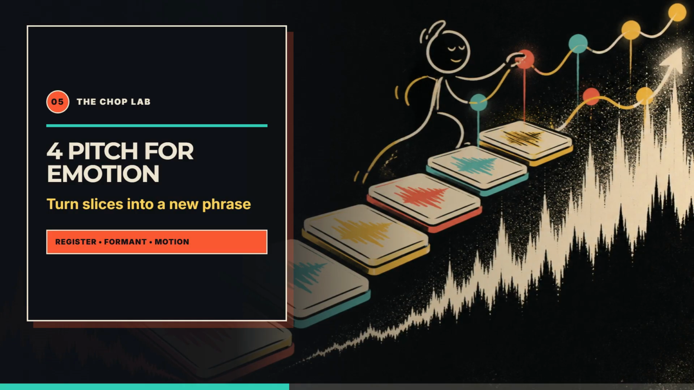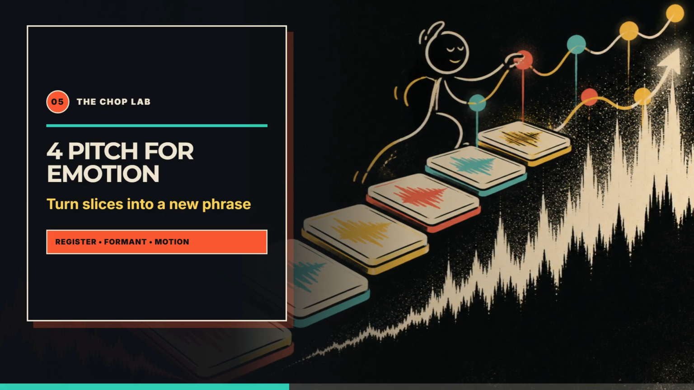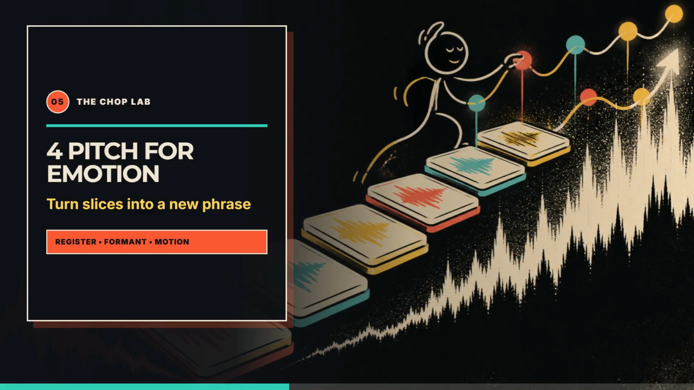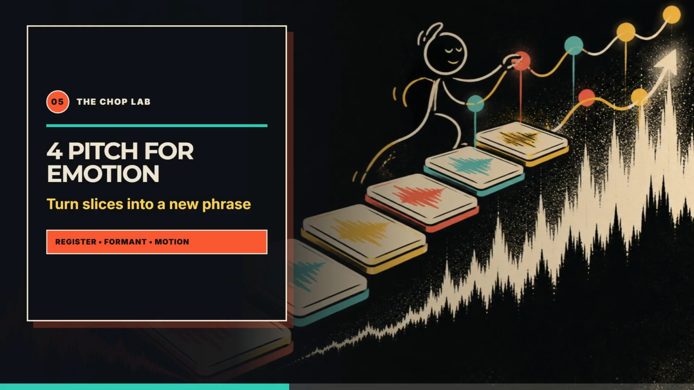Listen for side effects. Traditional pitch shifting may also change duration. Some algorithms preserve time but alter formants, which can make a voice sound smaller or larger than expected. Either result can be useful when it is intentional. Pitching before chopping is also valid. It may reveal new transients or move the whole source into a better register before you find the best moments.